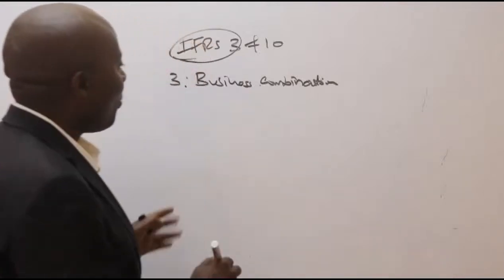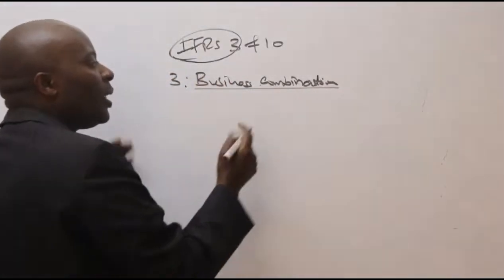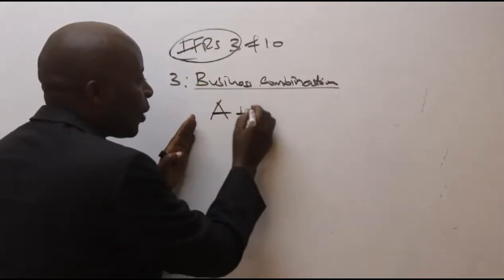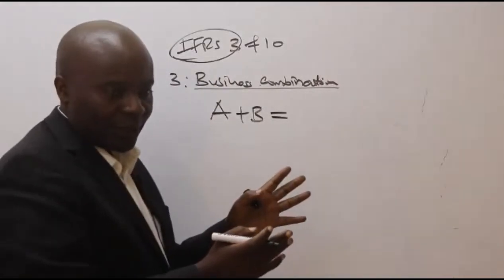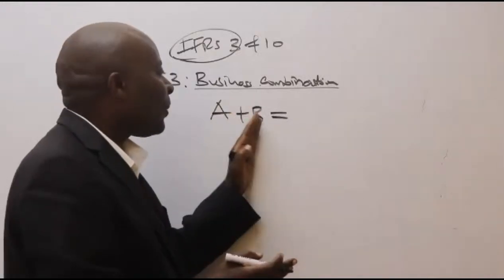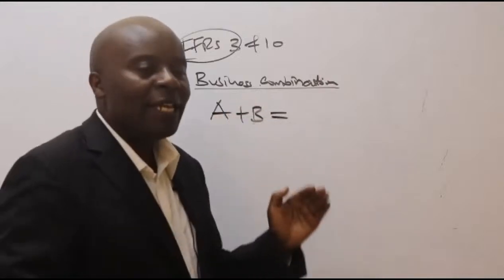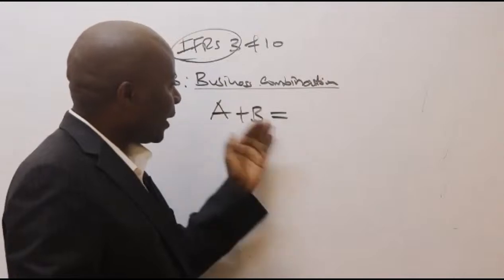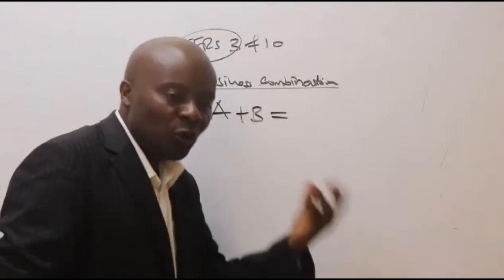So when you talk of business combinations, we can only consolidate results if the companies that are coming together are genuinely in business. So if we have a company A and a company B coming together, and company B is a dormant company, it means that it is not in business. Perhaps they have machinery, perhaps they have assets. Perhaps this could be a company like Mumias Sugar, which is not producing anything.